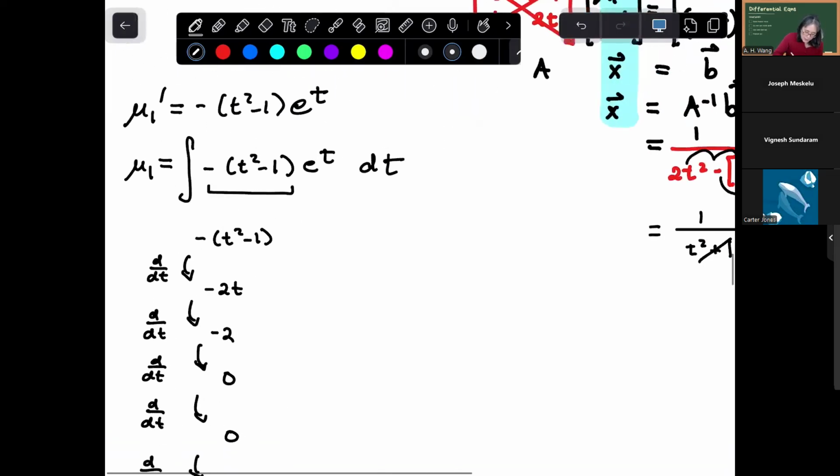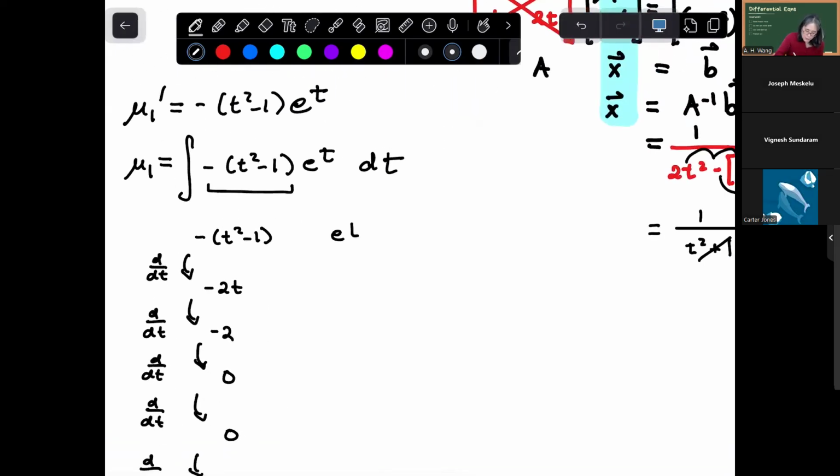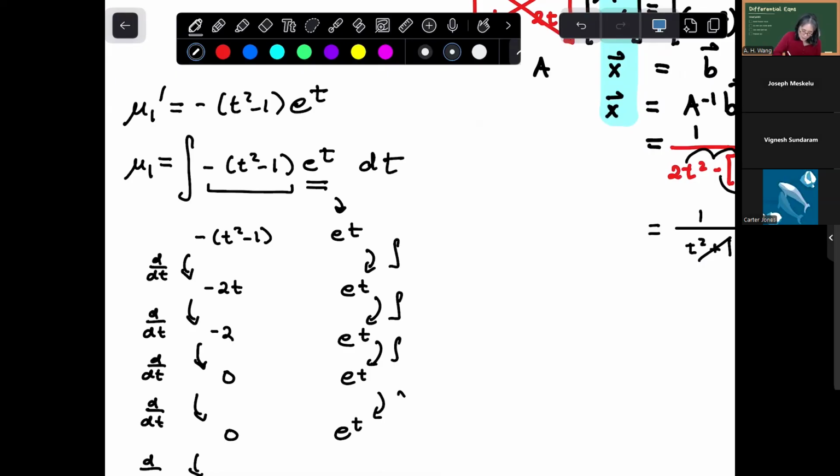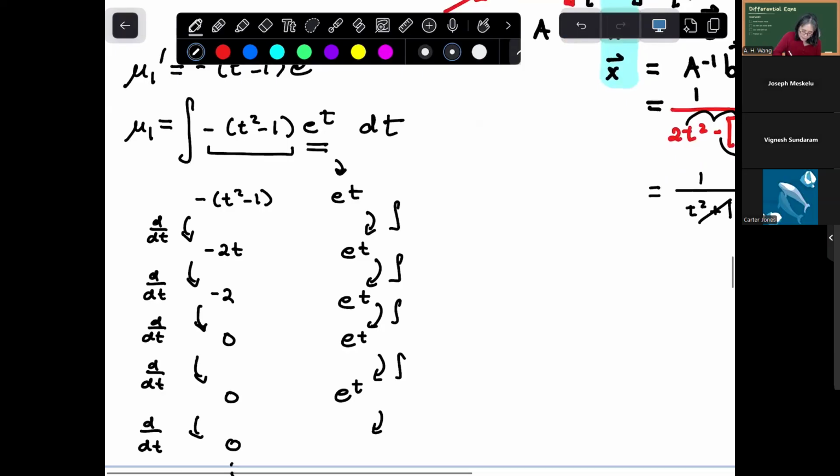And then on the other side, choose something that's super easy to take the integral of. So with this, when you take the integral, you're going to have this. Line everybody up. You take the integral, it doesn't change. It's so easy. Remember how integration by parts, you have the integral of u dv equals u times v minus the integral of v du.